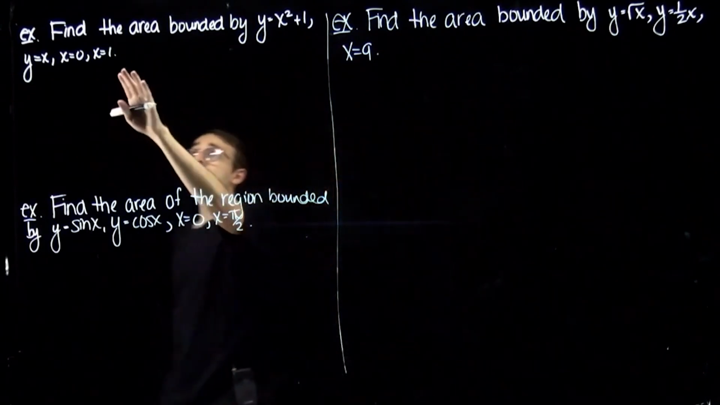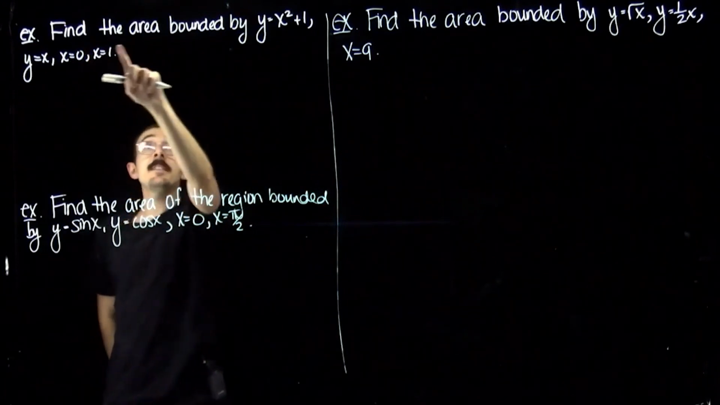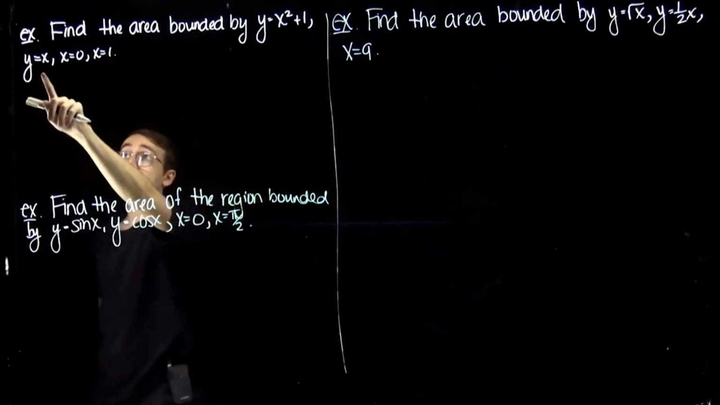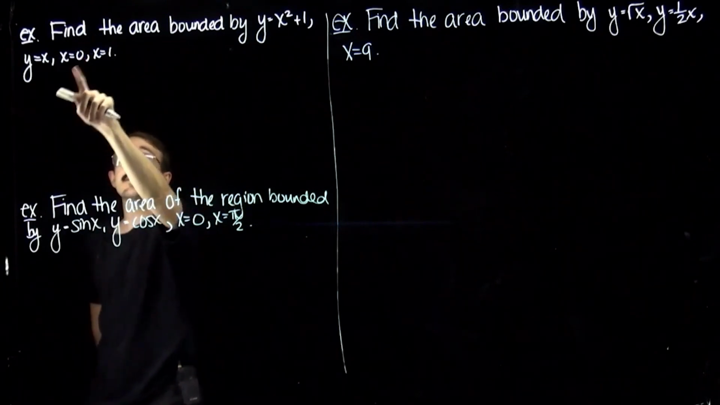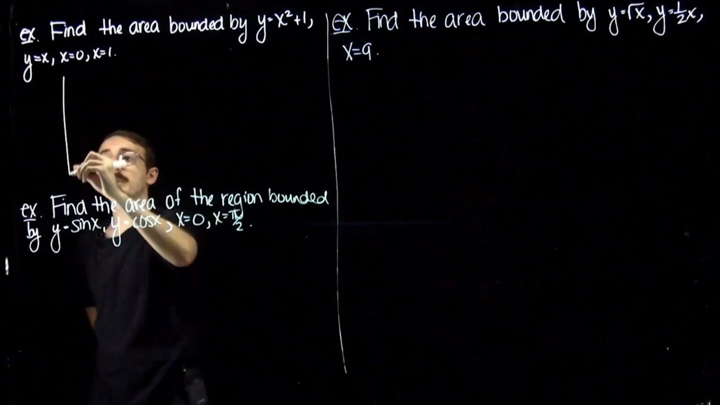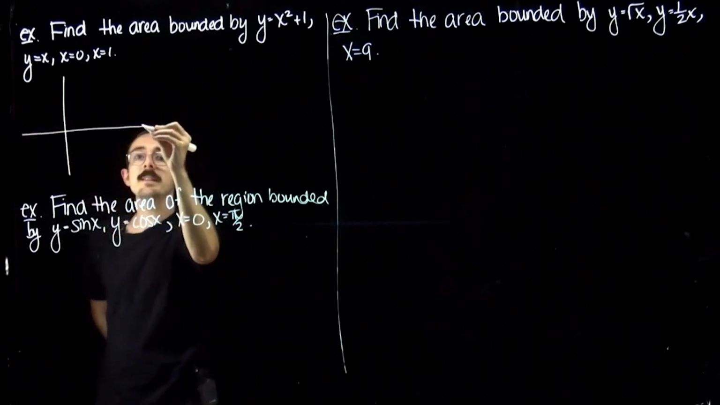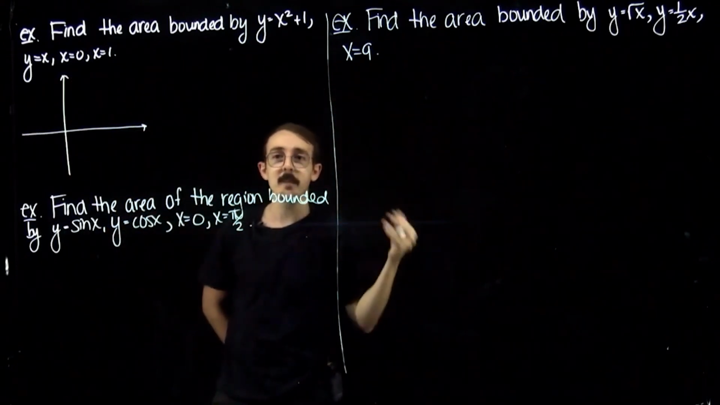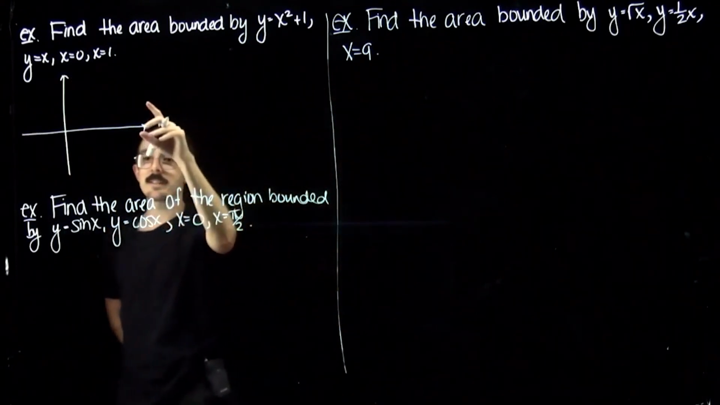So the first example is find the area bounded by y equals x squared plus 1, y equals x, x equals 0, and x equals 1. So you want to have a pretty good drawing of this just to see what's going on. You want to get an idea of which function is above, which function is below. That's like the bare minimum that you need to realize for this example.